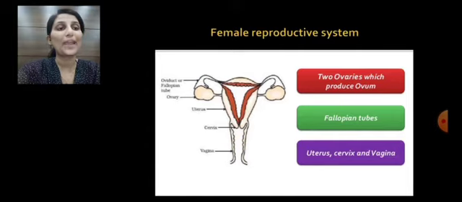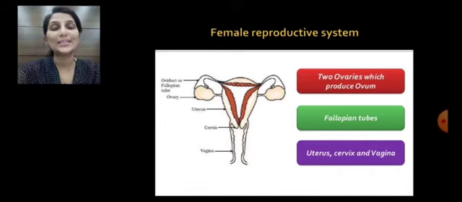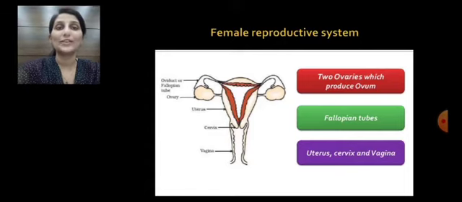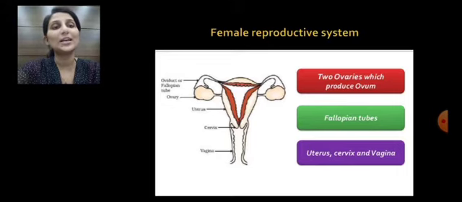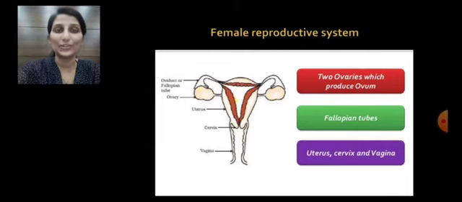It also has a pair of fallopian tubes. These funnel shaped structures are called the fallopian tubes, and a pear like structure called the uterus, and a canal which consists of the cervix and the vagina. All these are the main parts involved in the female reproductive system. A pair of ovaries is involved in the production of ovum. The fallopian tubes help to conduct the ovum produced in the ovaries towards the uterus.